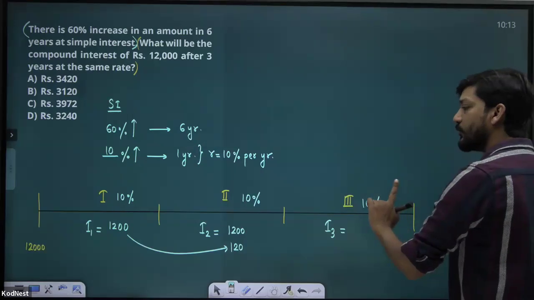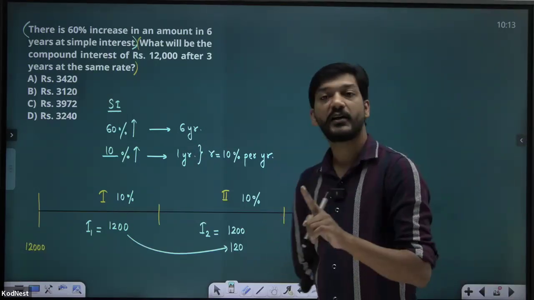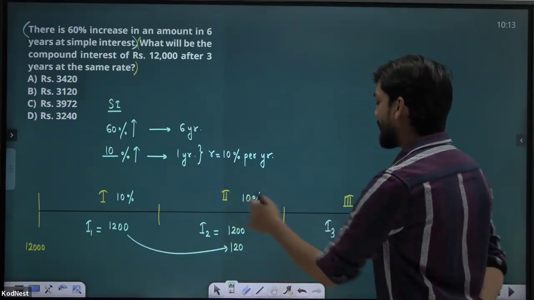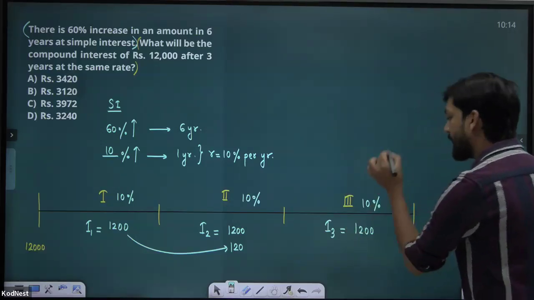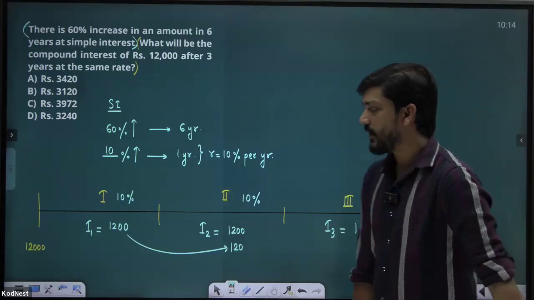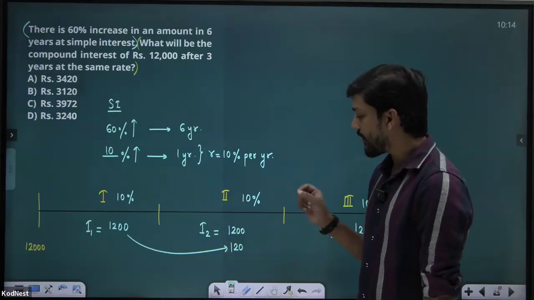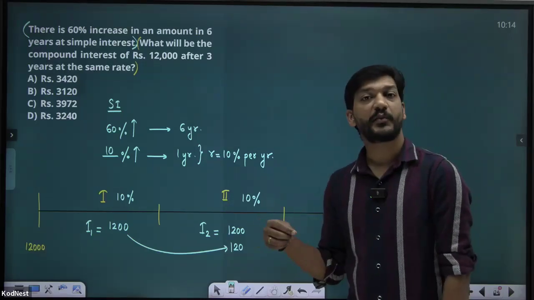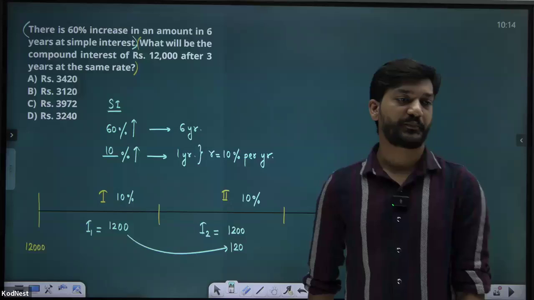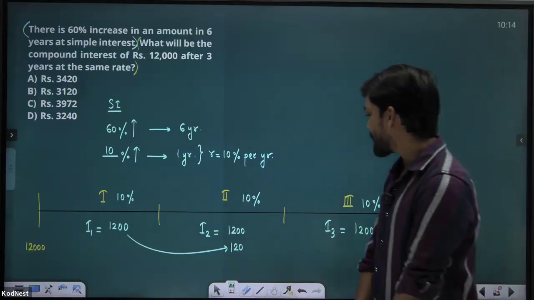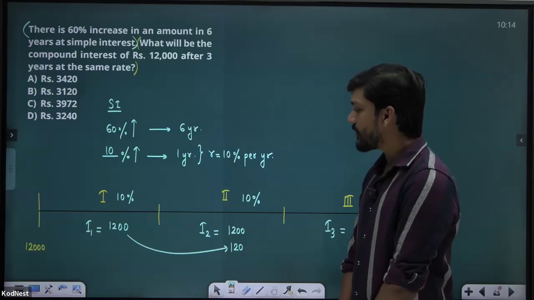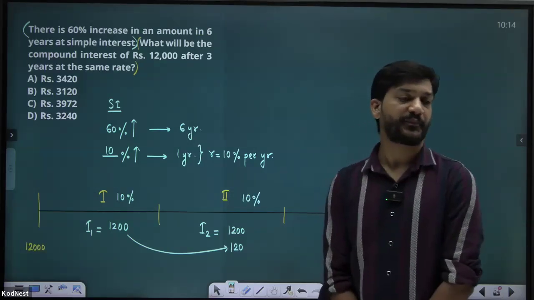Again, I will calculate two things: interest on principal and interest on previous interest. So principal is 12,000. 10% will be 1200. Now, when I stand here, how many numbers are previous interest? In this complete diagram, when you stand here, how many values are previous interest?